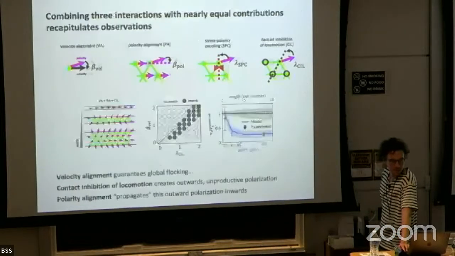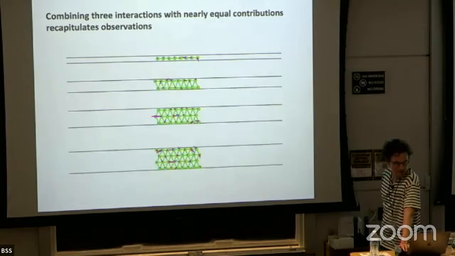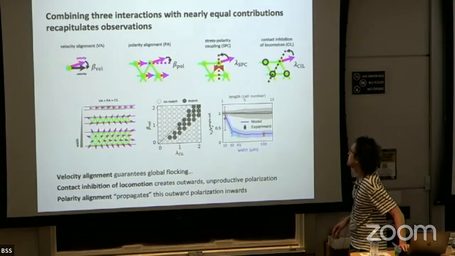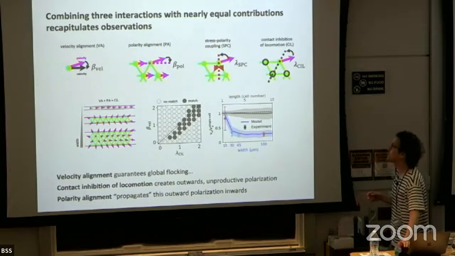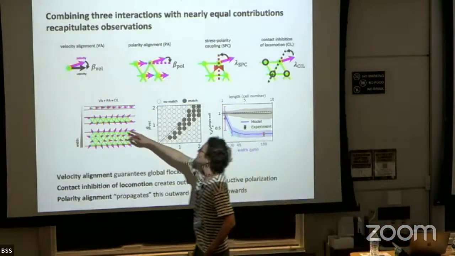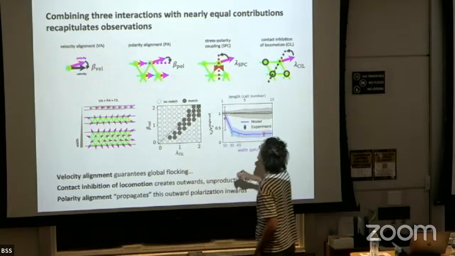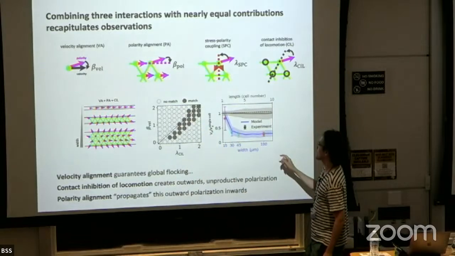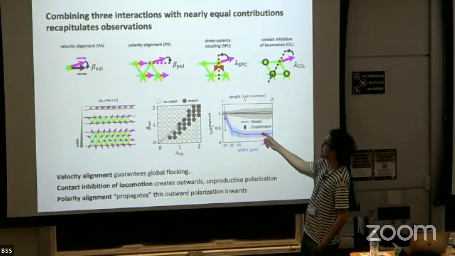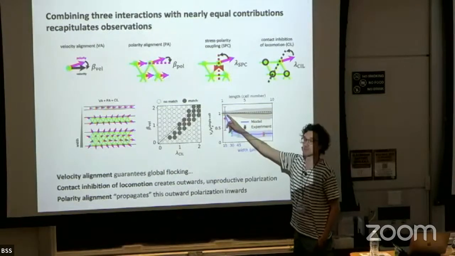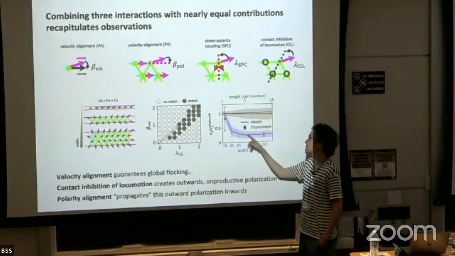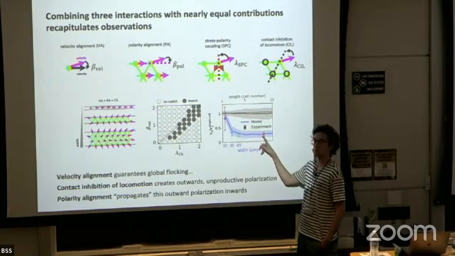Okay. So what it turns out is that we need three combinations of interactions to explain the data. We need velocity alignment, polarity alignment, and contact inhibition of locomotion. And if you do this in a relatively wide regime of parameters, you can explain your data very well, where the speed of the trains is length independent, and you can explain quantitatively their dependence on width.